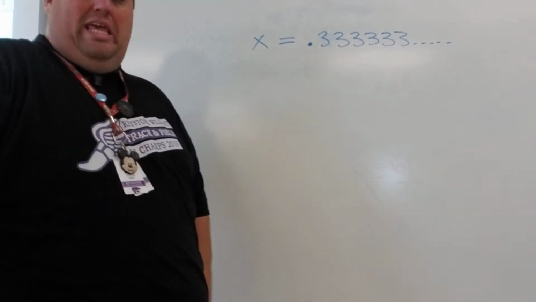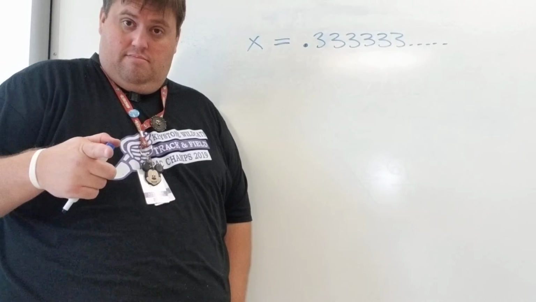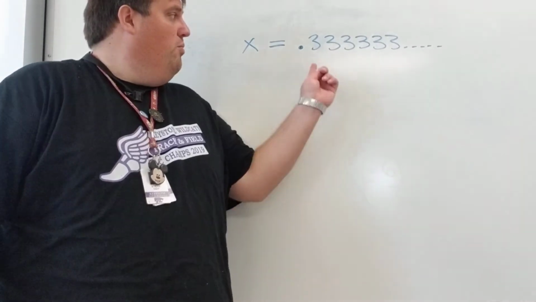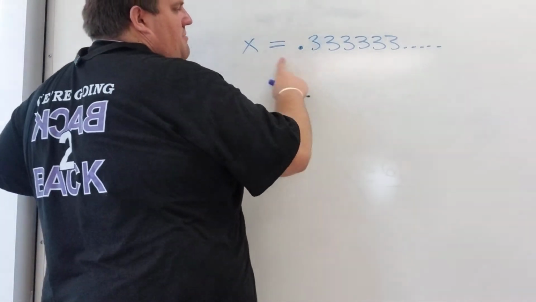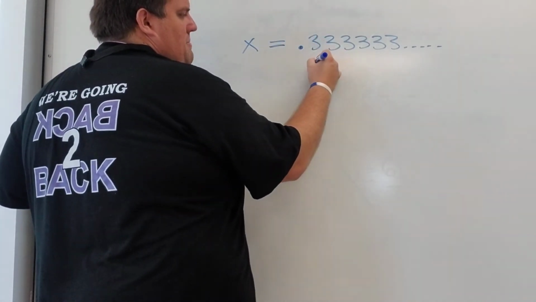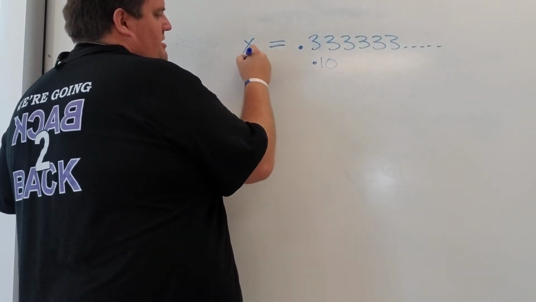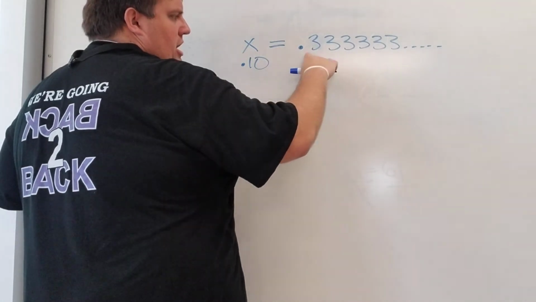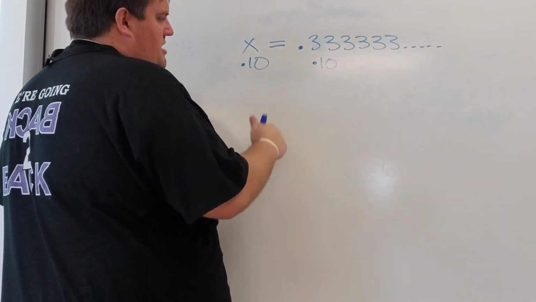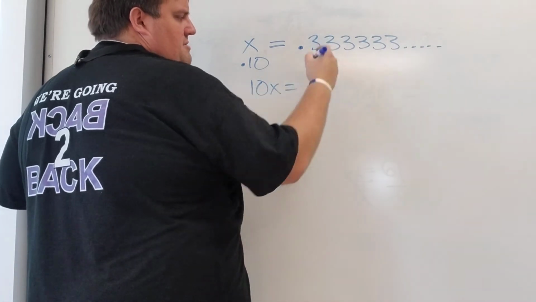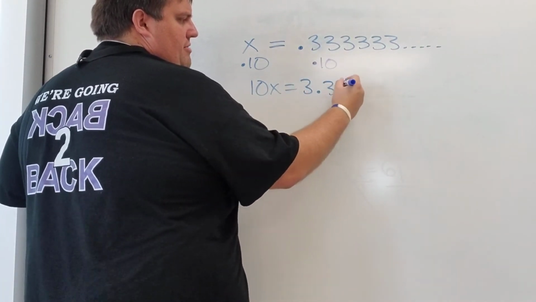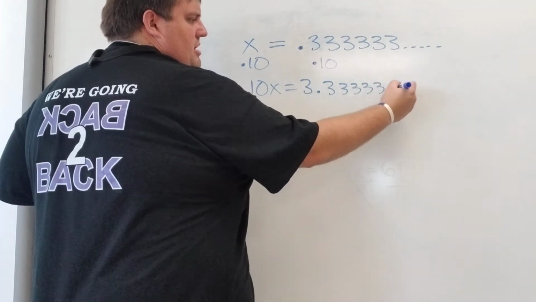How many digits repeat this time? Hopefully you said 1, right? 1, 3 the whole time. 3, 3, 3, 3. So this time, instead of multiplying by 100, I'm going to multiply by 10 on both sides, because it's 1 digit that repeats. So this side's going to be 10x. When I move this decimal, it's going to be 3.33333333.